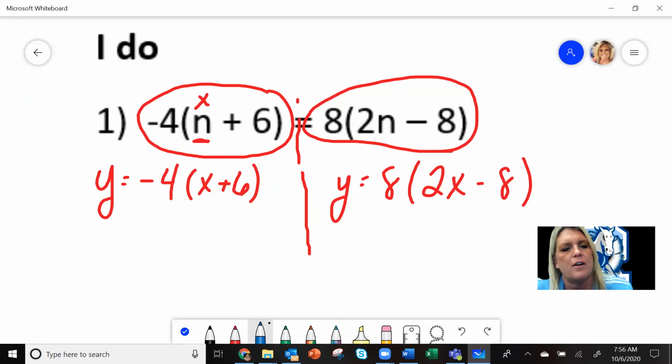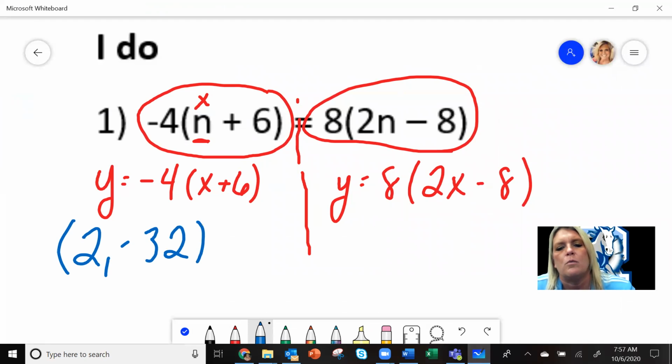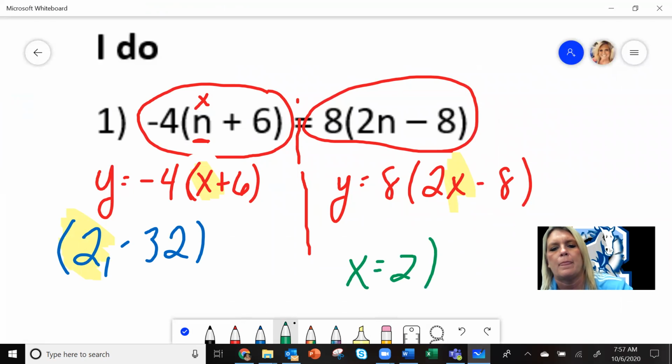So wait a minute, that's not our final answer though. 2 and -32. We are trying to find the x value. Oh, I didn't mean to do that. We are trying to find the x values. Well, this is the x number in an ordered pair. So my answer is x equals 2.